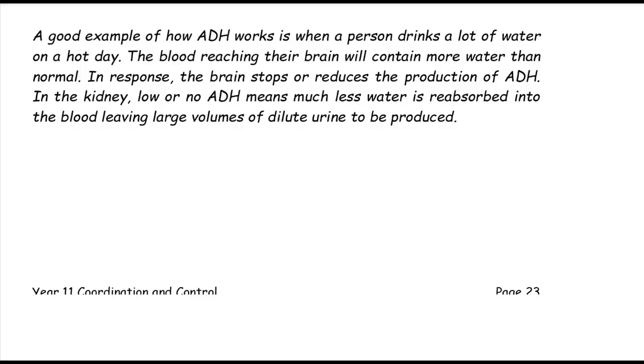Now, I suppose if you try and think of that as a real life example, let's say it was a hot day and you drank a lot of water. The blood reaching the brain will contain more water than normal. So in response, the brain reduces the production of ADH. In the kidney, no ADH means less water is reabsorbed to the blood, leaving large volumes of dilute urine to be produced.